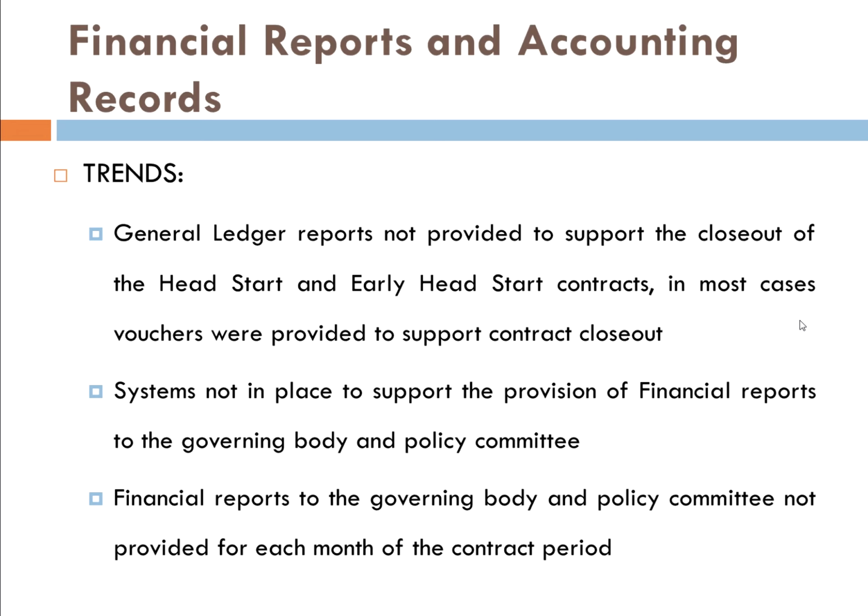Most programs will provide reports based on the meeting period of the policy committee and the governing body, whereas the meeting should not dictate whether or not they receive a monthly report. That is something that has to be provided regardless of whether the entity is going to meet or not. So you need to make sure that the system is in place and that they are receiving those reports, because that's an easy check. If you have a contract for 12 months, then they're going to expect to see 12 months of financial reports to the governing body and the policy committee.